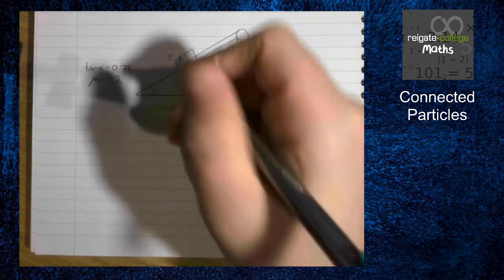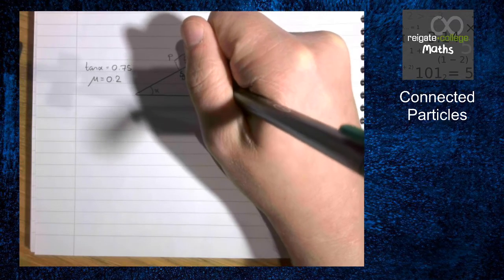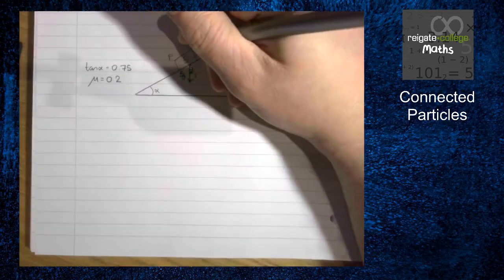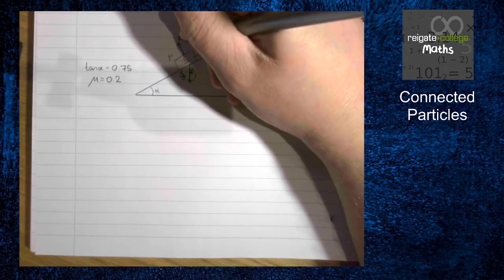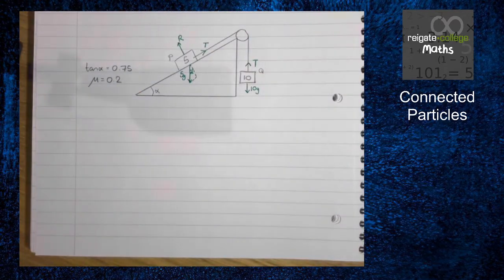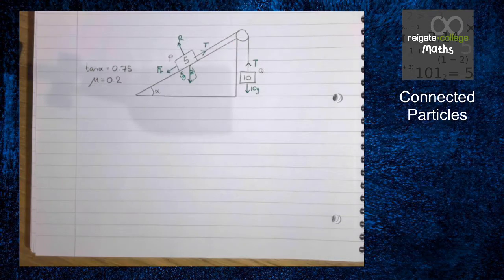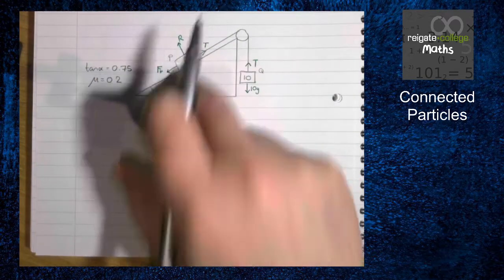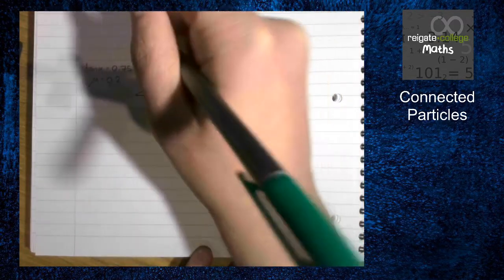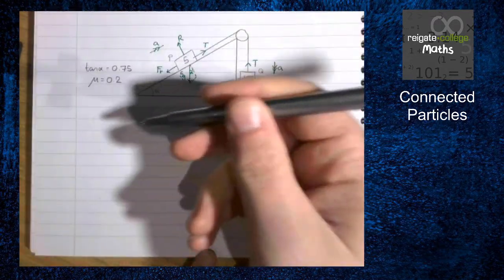Now let's look at P. Well, we know there's a weight, and we know that that's going to be resolved into a triangle like we saw before. Because it's resting on the surface, we have a reaction force. We have a tension that's going to pull the box P up, and we have a friction. How do I know the friction goes this way? Well, Q is heavier than P, so Q is going to accelerate down, which means P is going to accelerate up. So P is going to move this way, which means friction goes the other way.